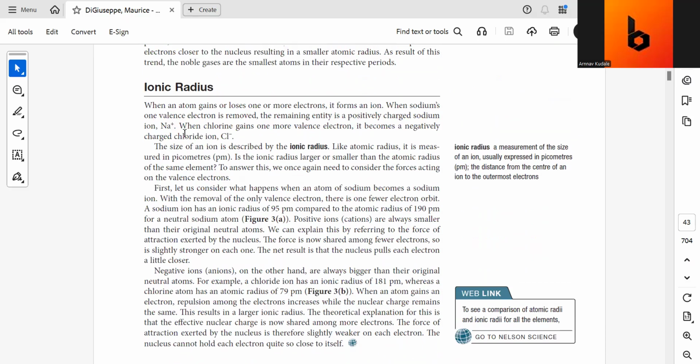Now, next is ionic radius. Can you write down: it is a measurement of the size of an ion, usually expressed in picometers, the distance from the center of an ion to the outermost electron. Same concept, but earlier it was an atom, here it is an ion.